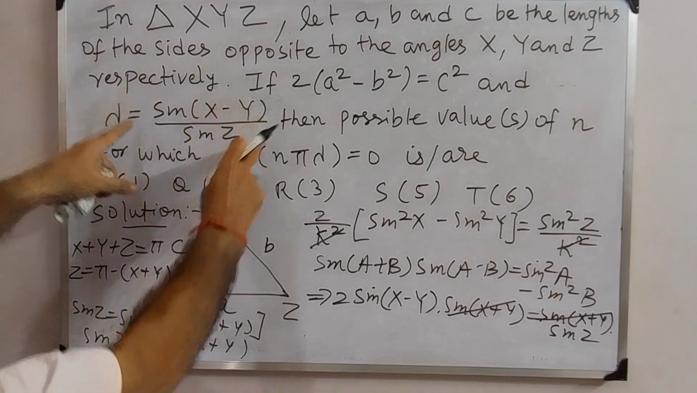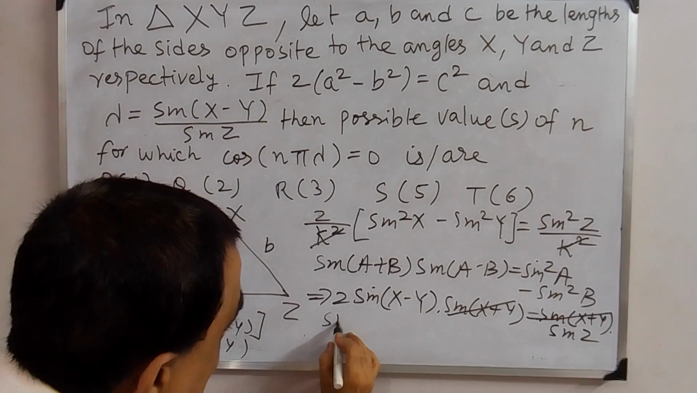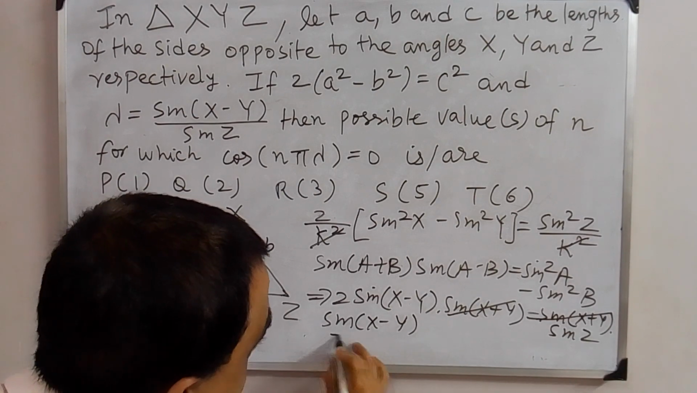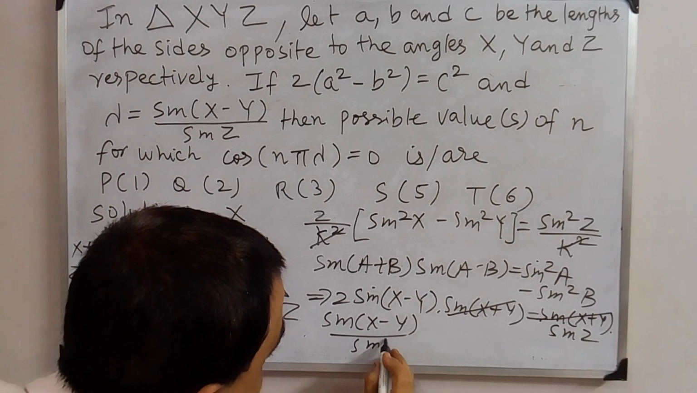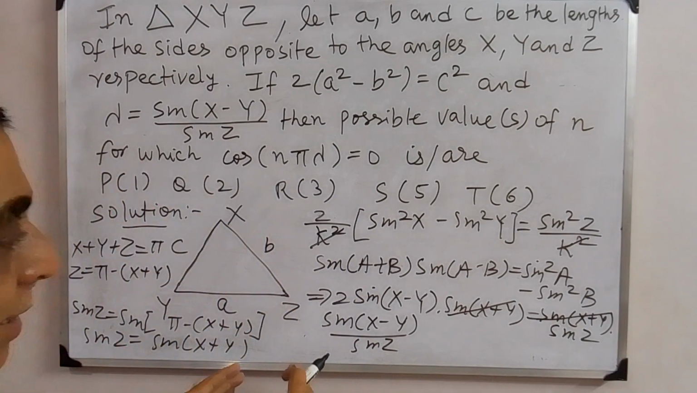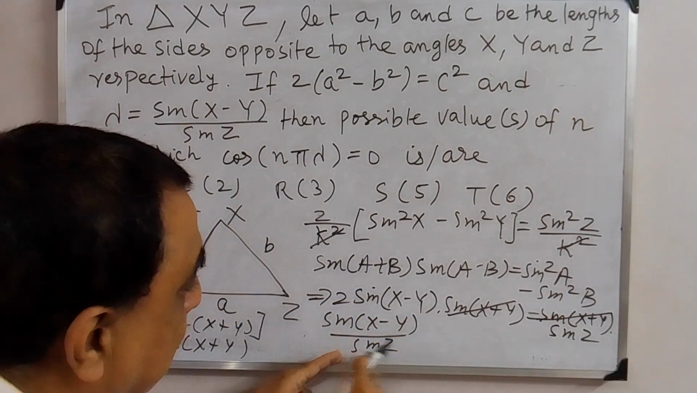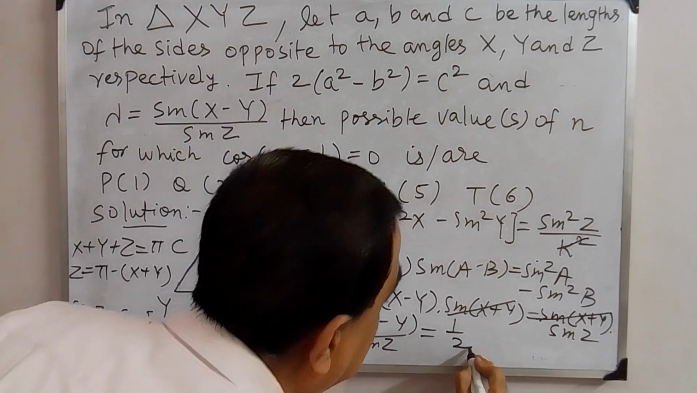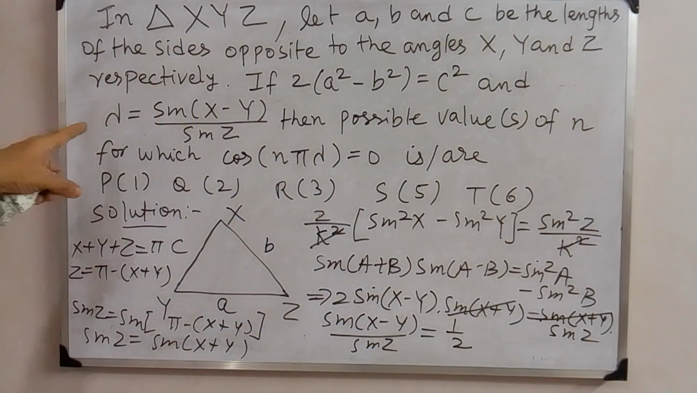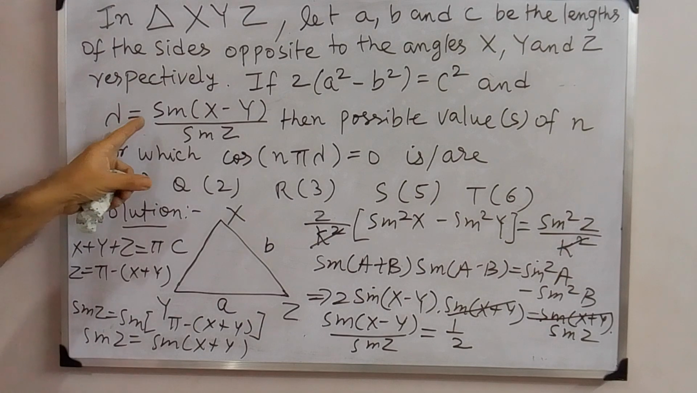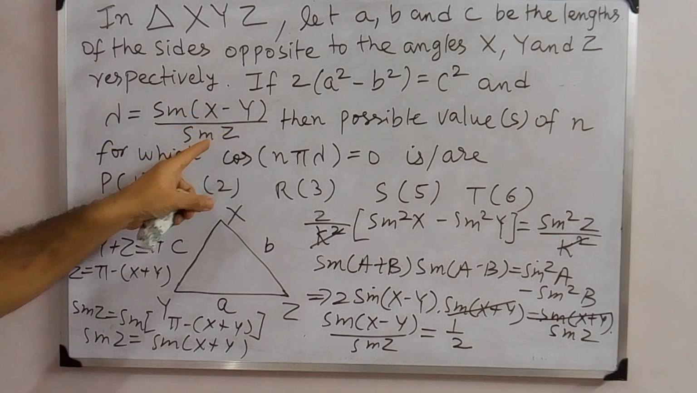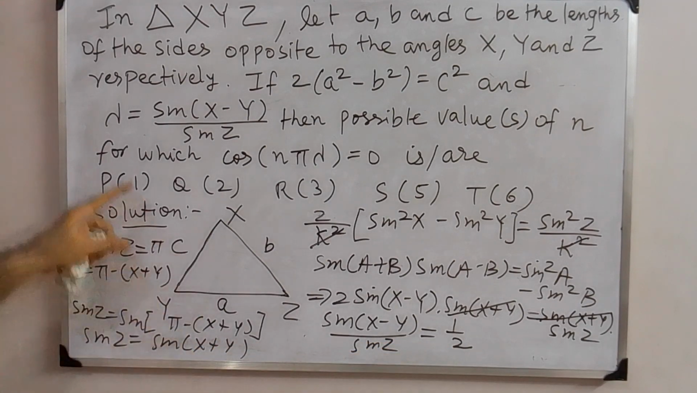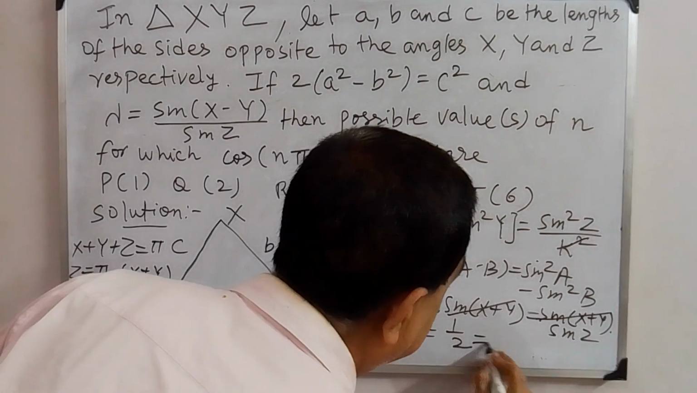Now from here what are we getting? Sin(x-y) divided by sin z. Bring this sin z to this side, so sin(x-y) divided by sin z, and take 2 to this side, so this will become 1 by 2. That is the value of lambda, because lambda is equal to sin(x-y) by sin z. So sin(x-y) by sin z has the value half. That is the value of lambda.